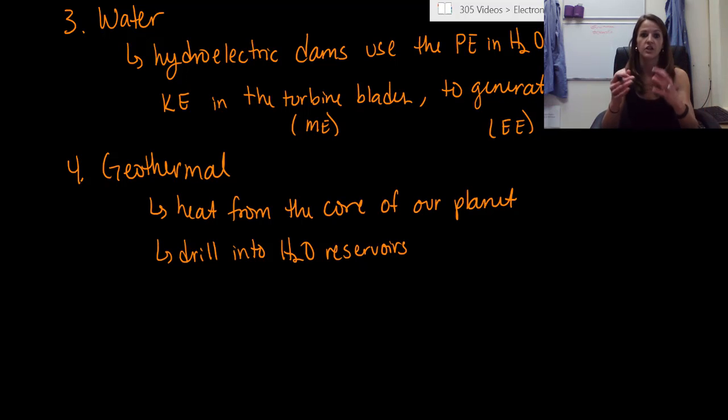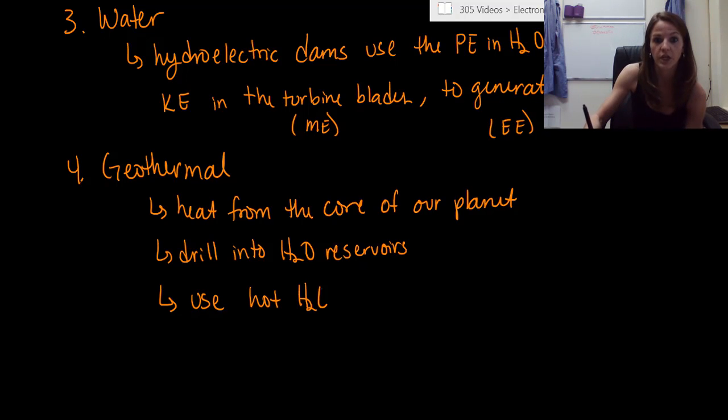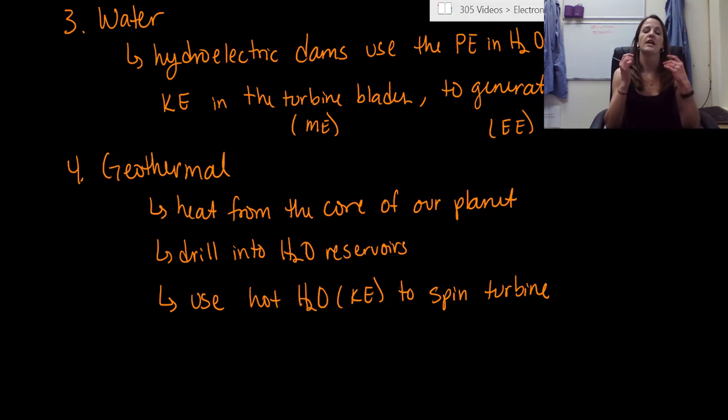It's full of kinetic energy. And then we just harness that to spin a turbine. So it's the exact same concept. We use the hot water, which we know is our kinetic energy, to spin a turbine. So geothermal is just getting that heat from the core. We drill into our hot water reservoirs, which are deep beneath the surface of our planet, grab that energy, throw it through a turbine, turbine to a generator, and it's the same process, kinetic to mechanical to electrical, every single time.